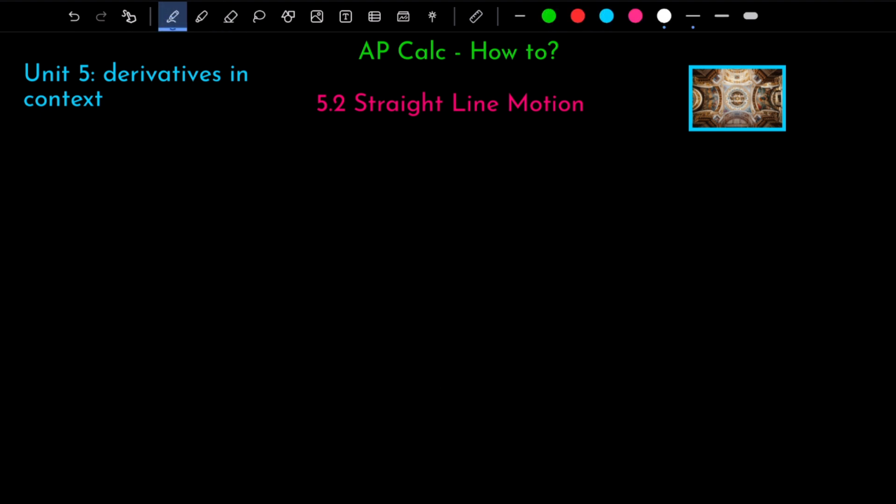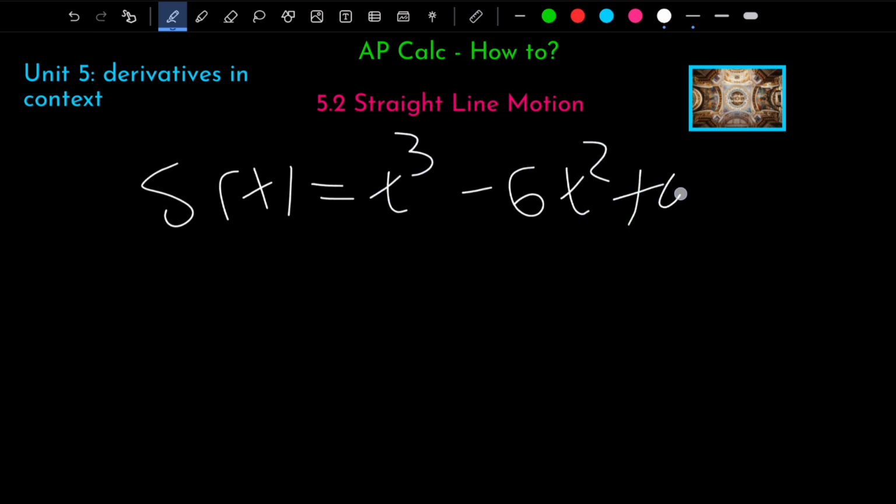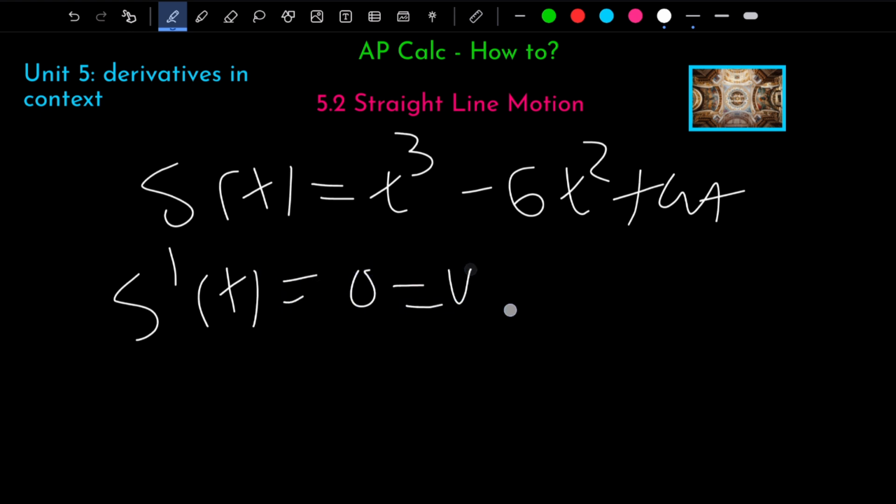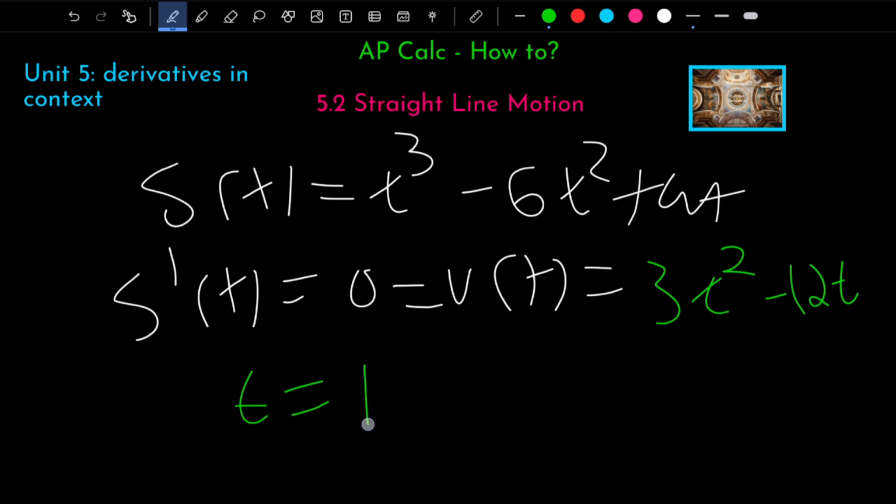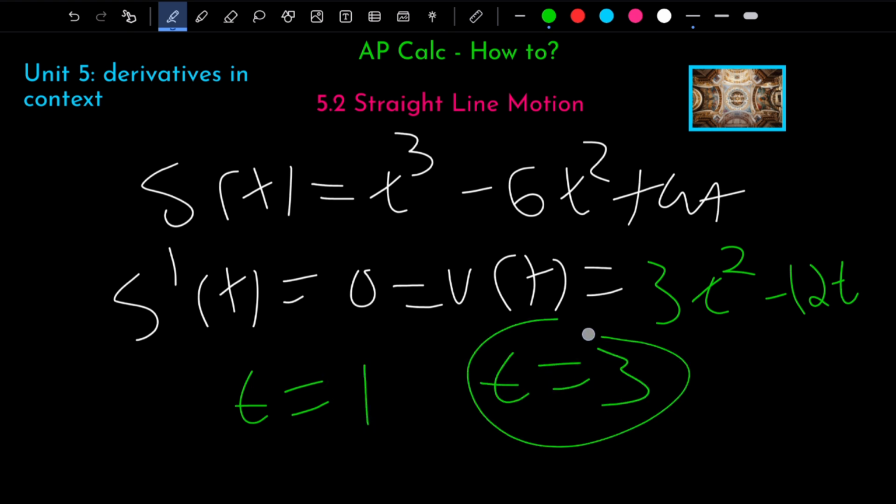Problem 1. Suppose s of t equals t cubed minus 6t squared plus 9t. When is the particle at rest? To solve this, we set s prime of t equal to 0 to find velocity. V of t is 3t squared minus 12t plus 9. When you set v of t equal to 0, you get t equals 1 and t equals 3. So these are the times where the particle is at rest.